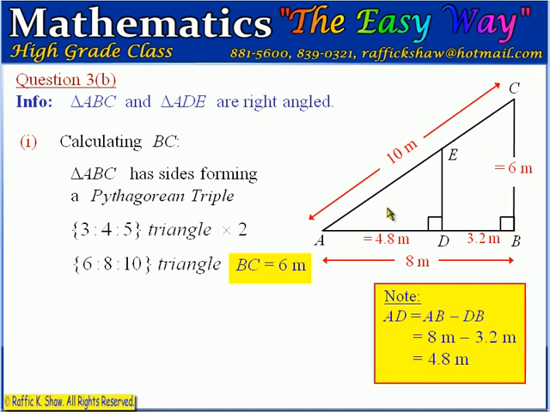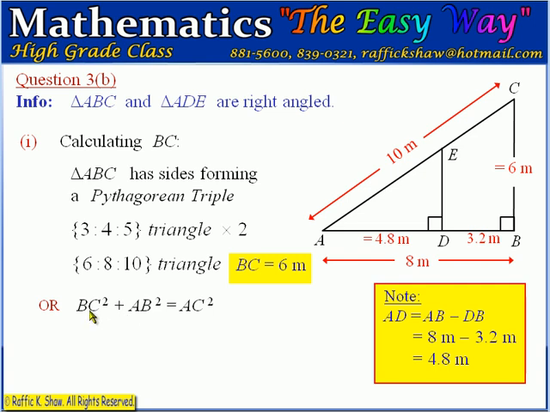But if we could not recognize the Pythagorean triple 3-4-5 multiplied by 2, then we could proceed in the normal way and use Pythagoras' theorem for a right angle triangle. We could say that the hypotenuse squared, that's AC squared, is equal to the sum of the squares of the other two sides. And so AC squared is equal to BC squared plus AB squared, focusing on this large triangle ABC.